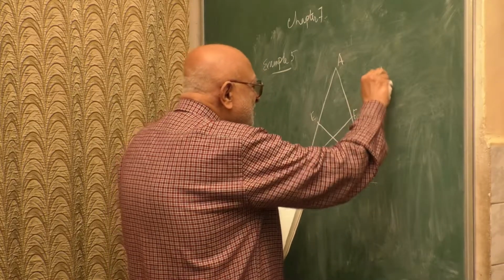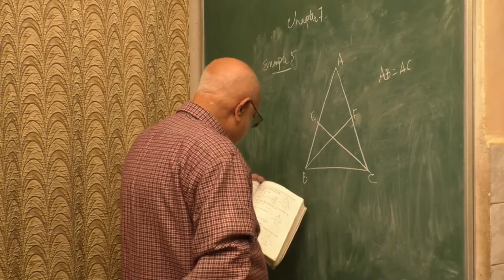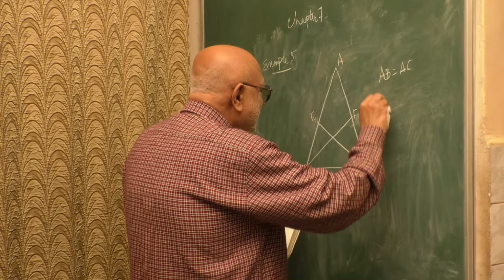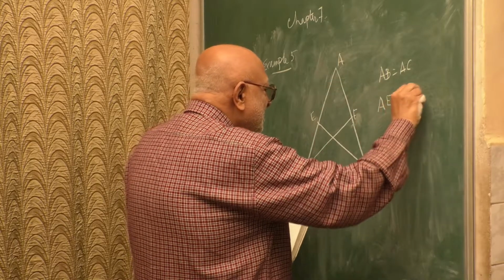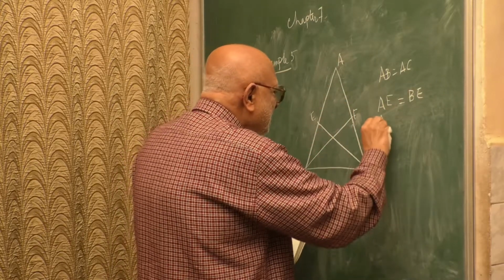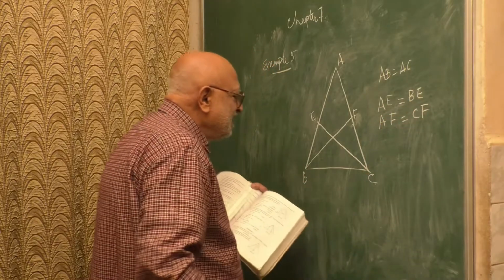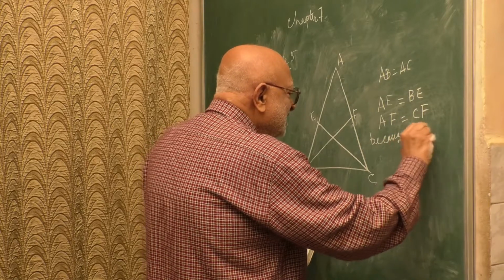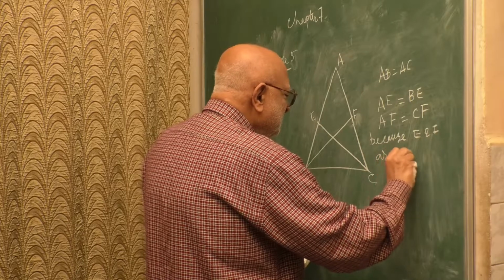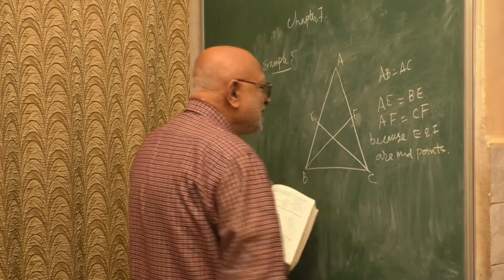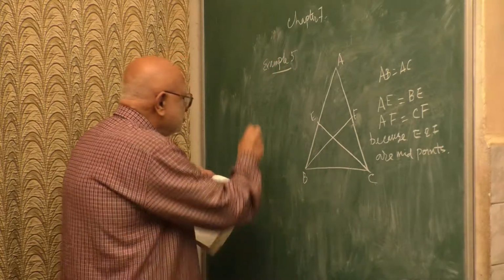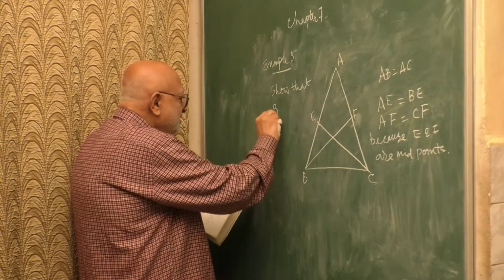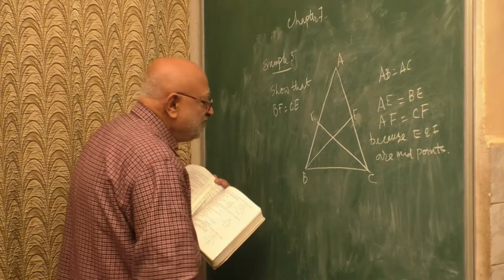Okay, and it is given AB is equal to AC, because they are equal sides, and E and F are midpoints, which means AE equal to BE and AF equal to CF, because E and F are midpoints. This is done. What do I have to prove? Show that BF is equal to CE. So BF is equal to CE.